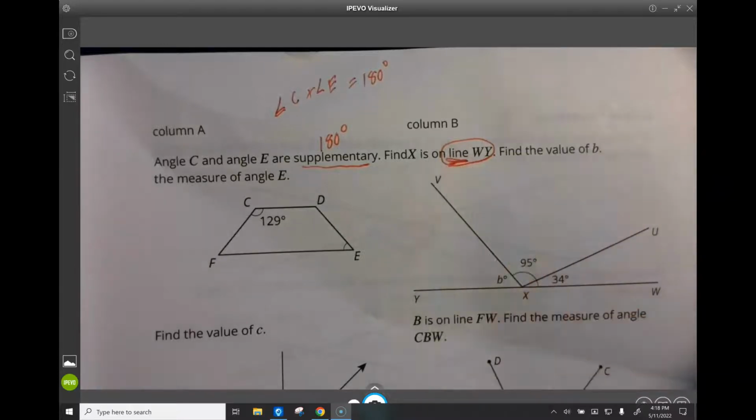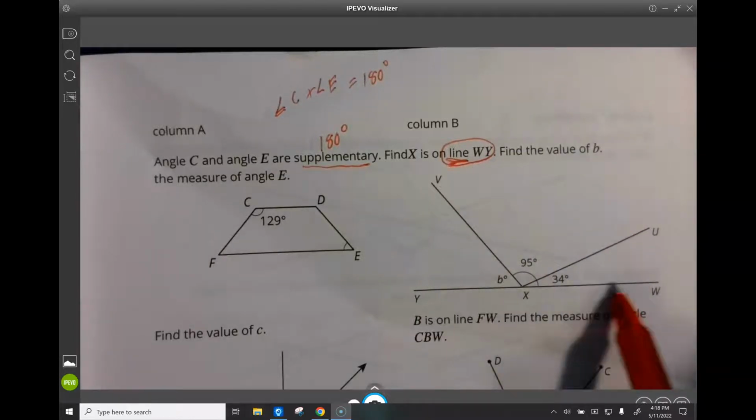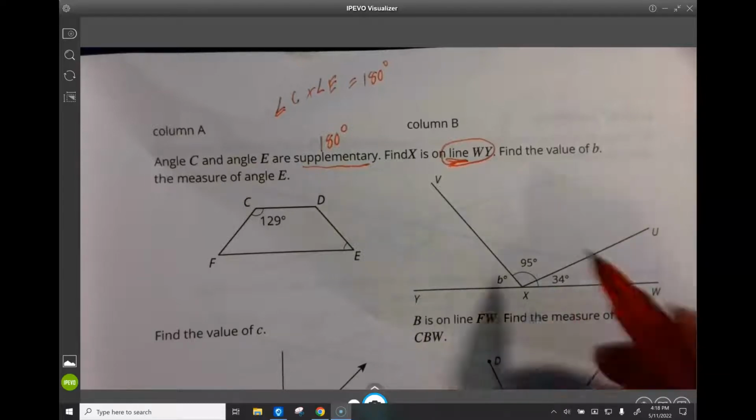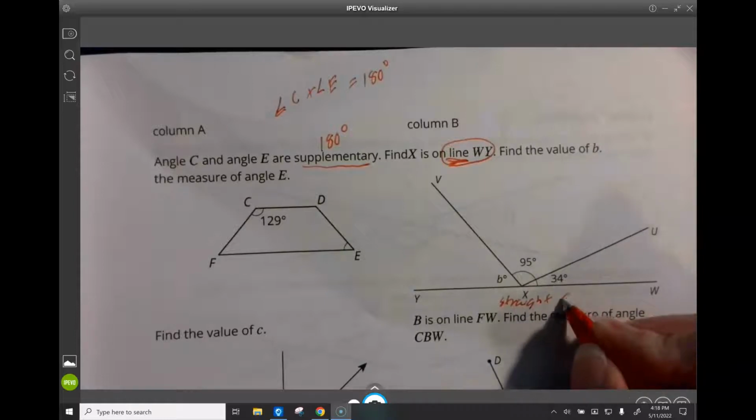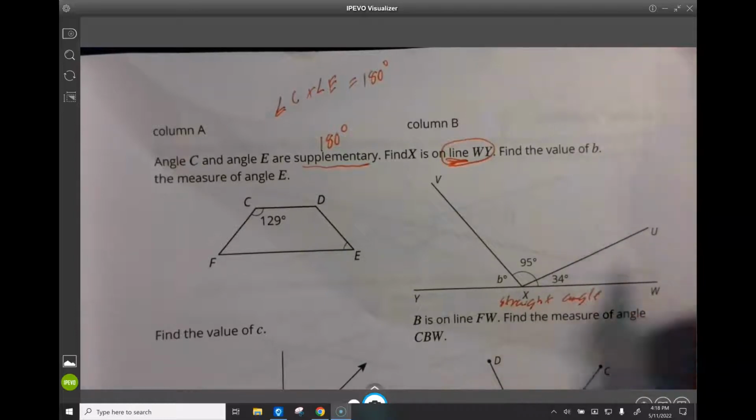Then this one says it's on a line. So this entire thing is a line. Well, we know a line is also a straight angle. And a straight angle has how many degrees? 180. Okay? So if you haven't already finished that, go do it now.